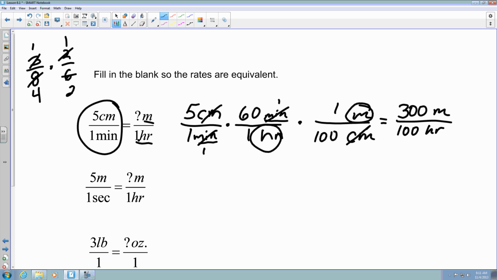But they're wanting me to find when the hours is 1. So I need to take 300 and divide it by 100 to get my unit rate. And so this value here is going to be 3.